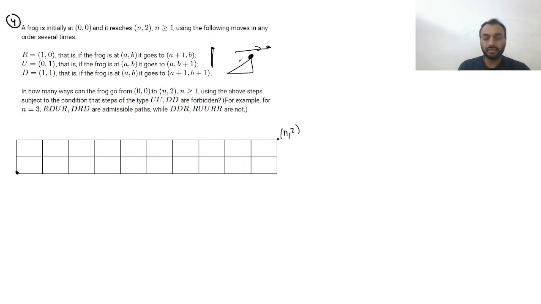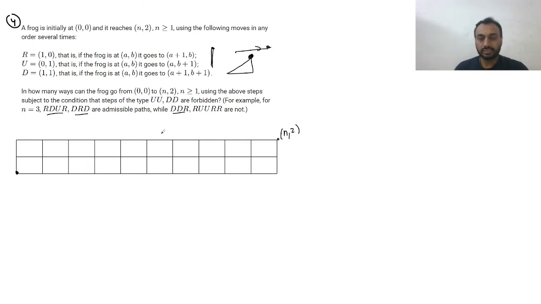So we have to find the number of ways in which the frog can go from 0, 0 to n, 2 using the above steps, subject to the condition that steps of the type UU and DD are forbidden. Means they cannot be consecutive steps UU and DD. Okay, so for example, for n equal to 3, this is correct. These are admissible paths, but these are not because we have 2D and 2U together.